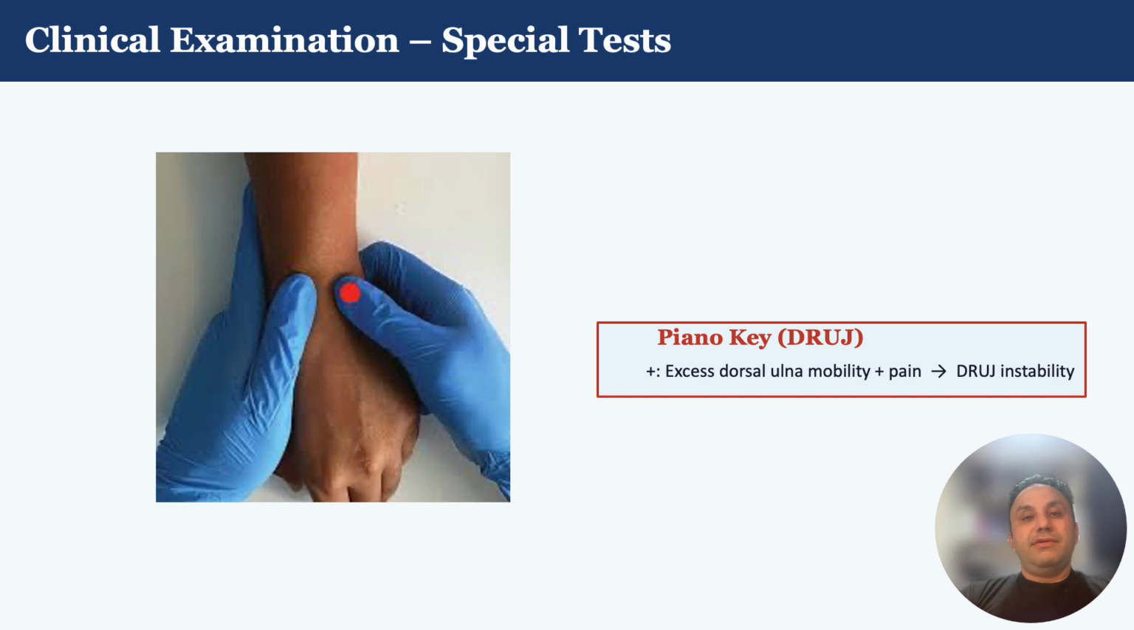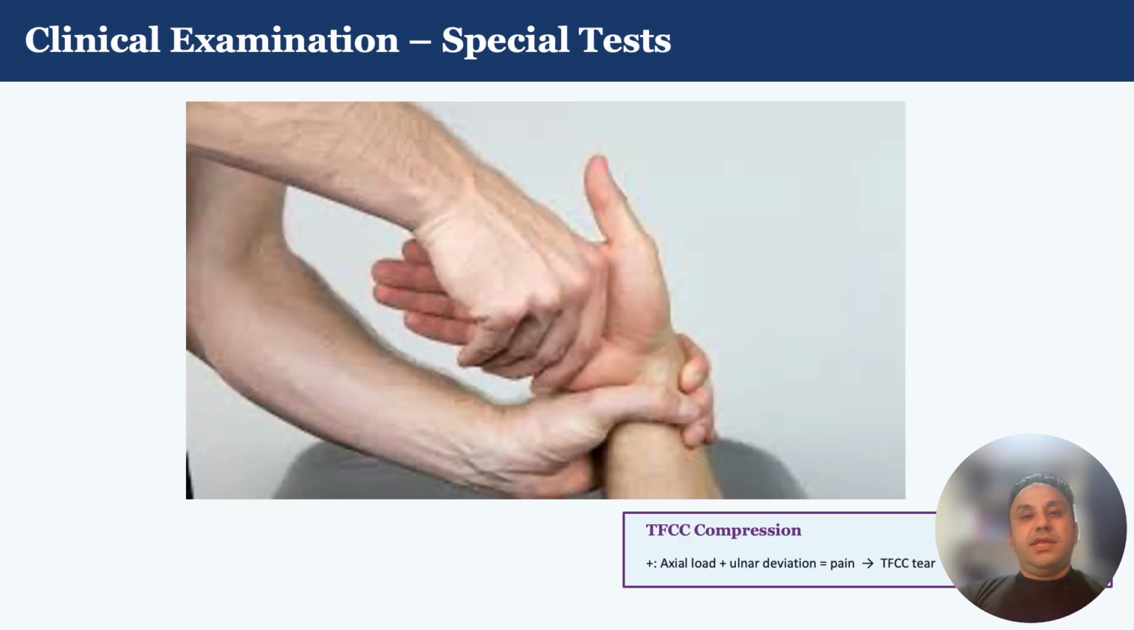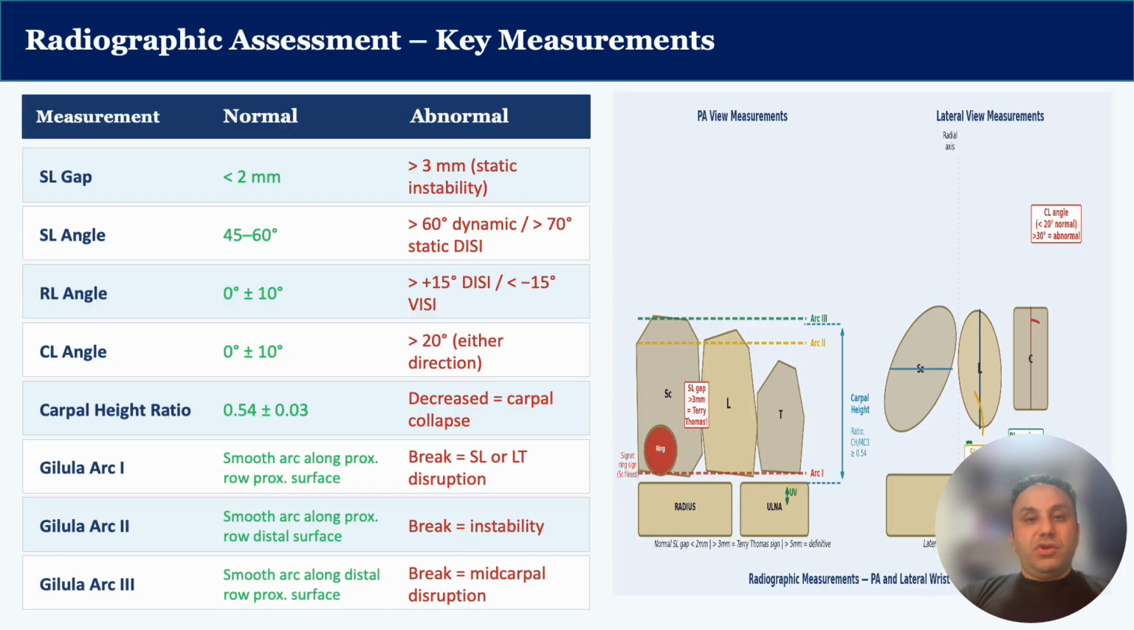generalized laxity. Piano key sign for the distal radioulnar joint, where the arm is in pronation and the wrist in neutral. Stabilize the wrist and press the ulna dorsal to palmar, like pressing a piano key, which can indicate instability. TFCC compression test: you assess the triangular fibrocartilage complex, rest in ulnar deviation, apply axial load through the wrist while gently rotating the forearm or the wrist, and a positive test can indicate a TFCC pathology.